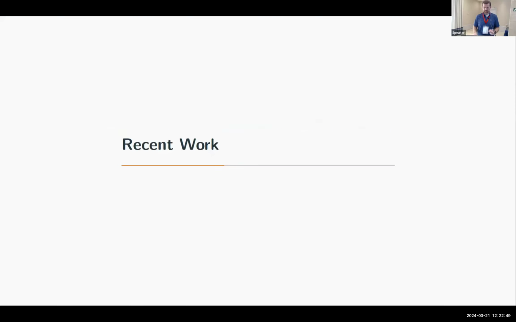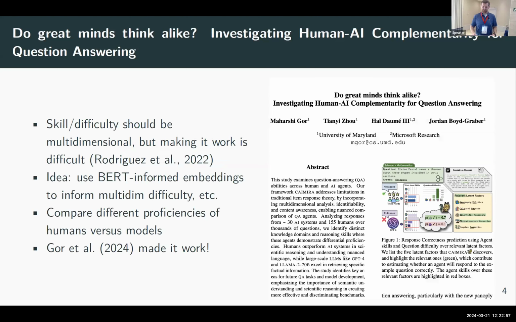In terms of some recent work, we just want to highlight some late-breaking stuff that we want to draw your attention to. You can dig into those papers. This was actually just put on arXiv this week, maybe. Some recent work that is IRT inspired, looking at human-AI complementarity for question answering.